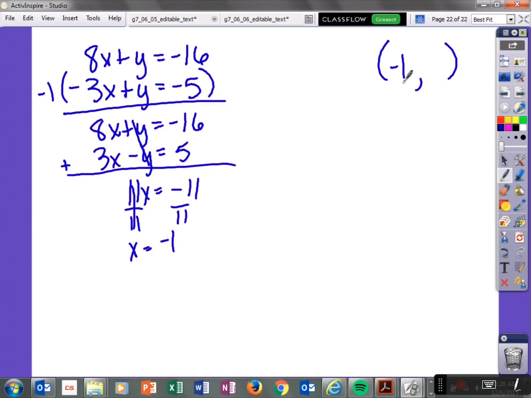We only found half, right? How do you find the other one? Do you have to plug it back into these? No. We can go all the way back to the beginning, right? Yeah. That's what I like to do.